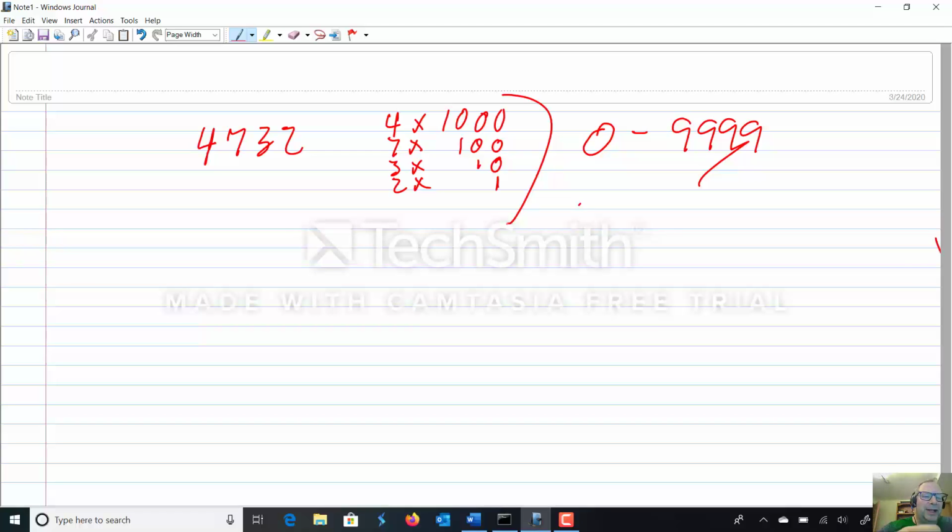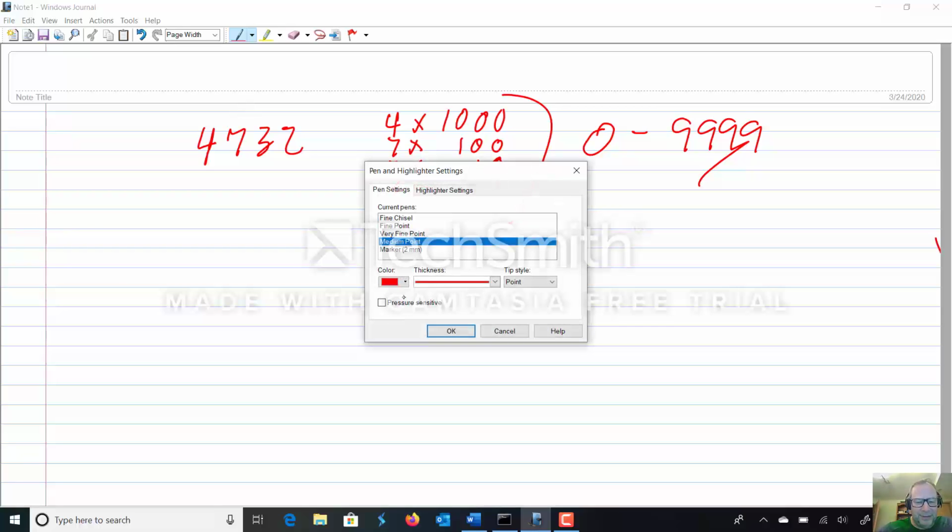So if we start looking at this in 2 digits, I'm going to change the color of this pen because I don't love red. It's not my fave. I'm going to change it. Let's just go back to straight old black.